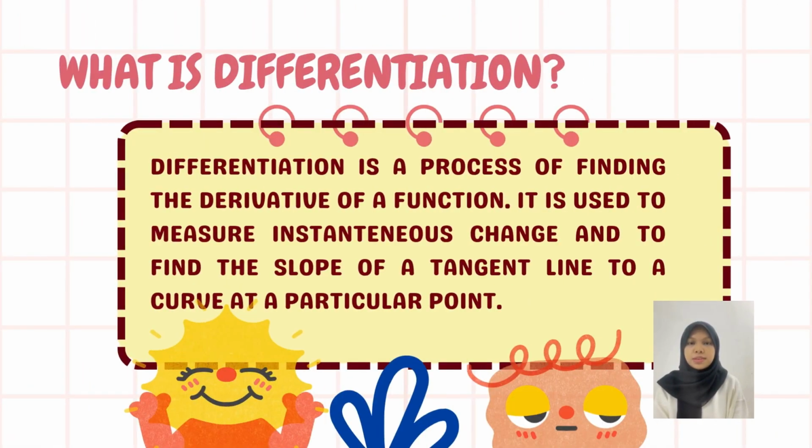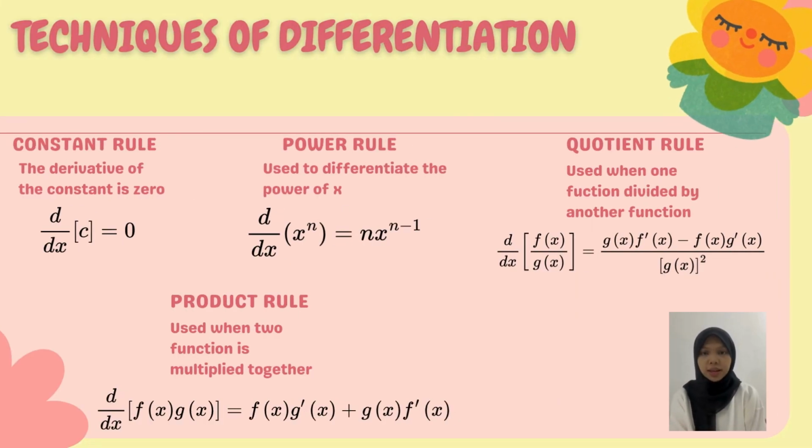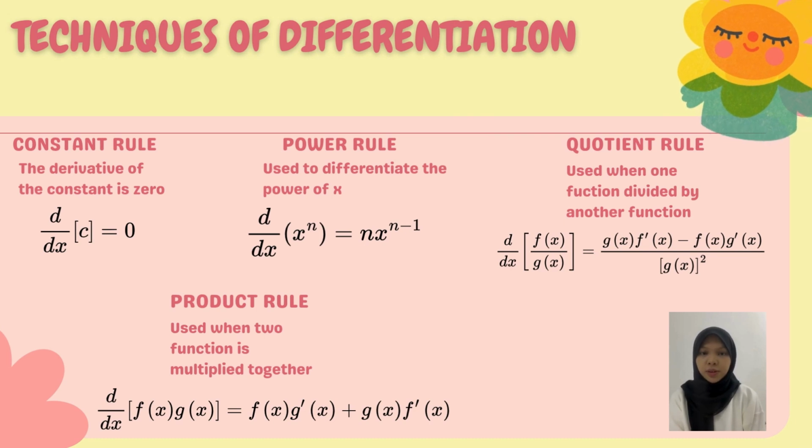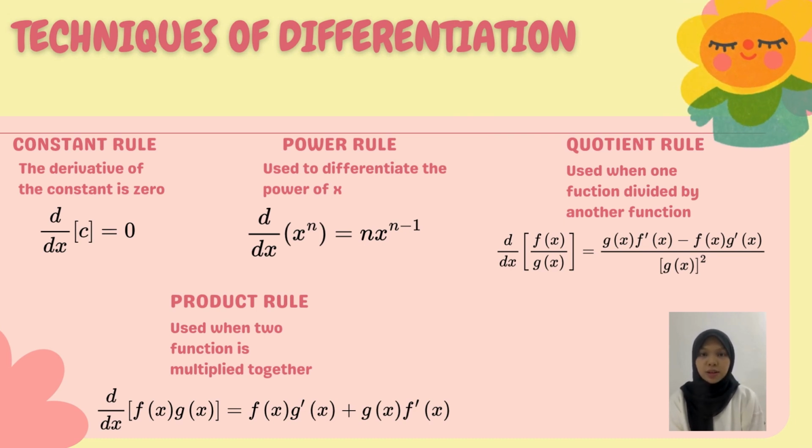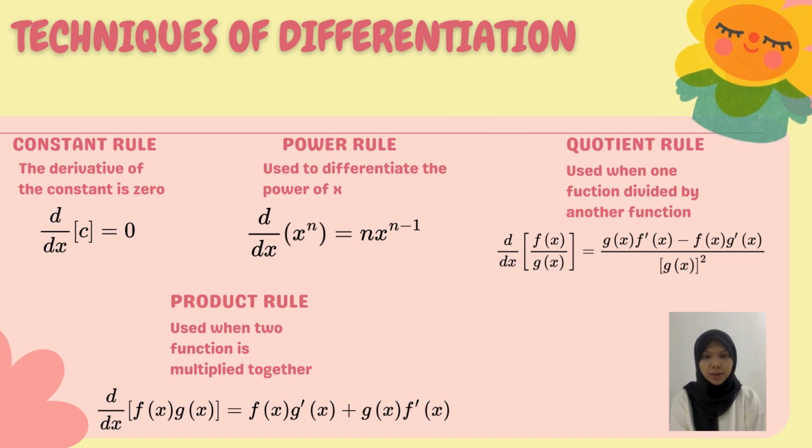Differentiation is a process of finding the derivative of a function. It is used to measure instantaneous change and to find the slope of a tangent line to a curve at a particular point. Techniques of differentiation. The first one is the constant rule.